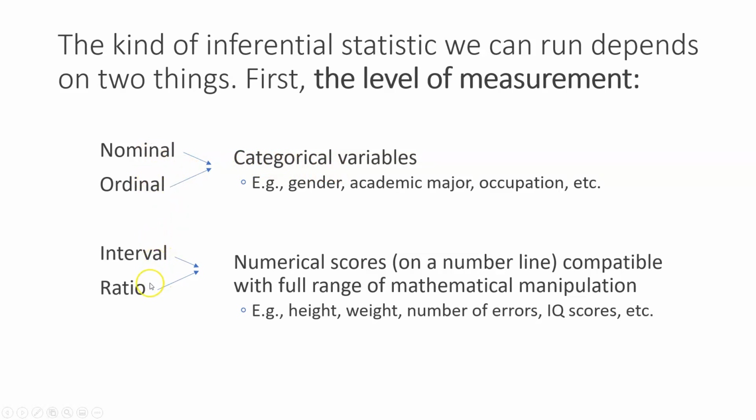Similarly, if we have interval or ratio variables, these are numerical scores. They fall on a number line, and we consider these as if they were the same. And so it doesn't really matter whether you have interval or ratio variables most of the time. Usually, you're just understanding that these can be subjected to the full range of mathematical manipulations, so you can compute an average, which is integral in computing almost every parametric statistic that exists.